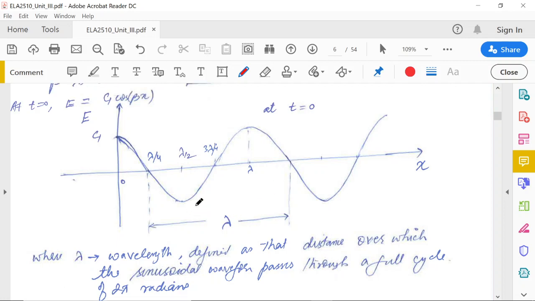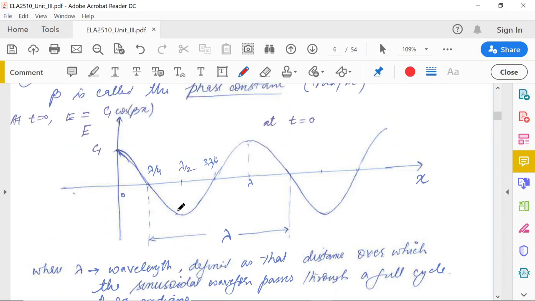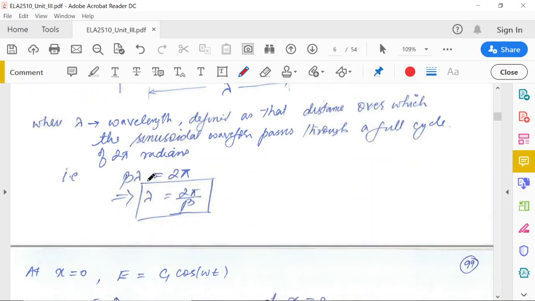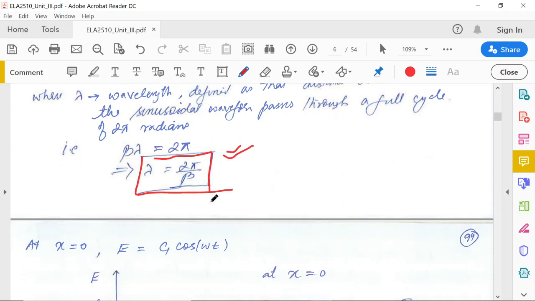So how do we find this lambda? If you put x equal to lambda distance, then the phase will repeat by 2 pi. So if you put x equal to lambda, then beta x should come to 2 pi; for 2 lambda, 4 pi, and so on. When you put beta times lambda equals 2 pi, lambda comes out as 2 pi over beta. So the wavelength you can find from the phase constant. This is also an important relation. You have to remember it.